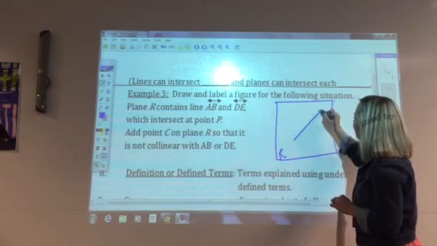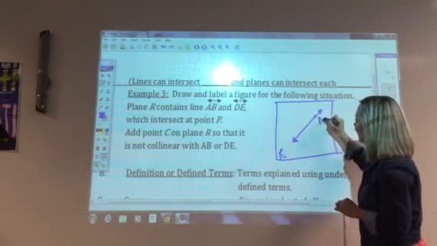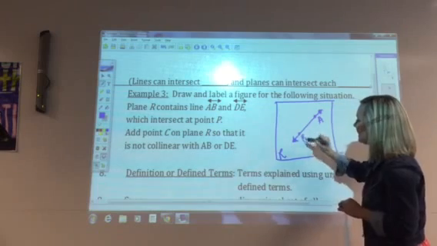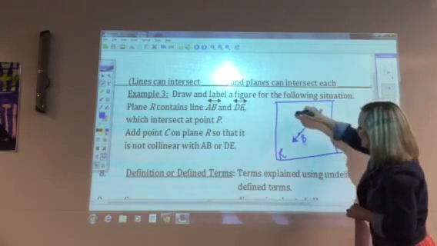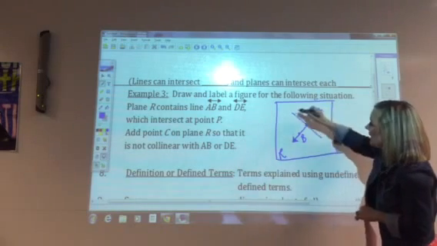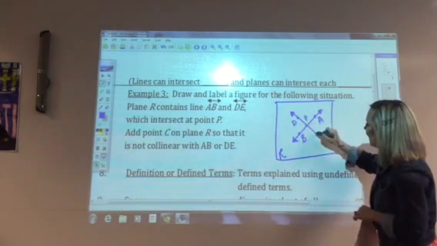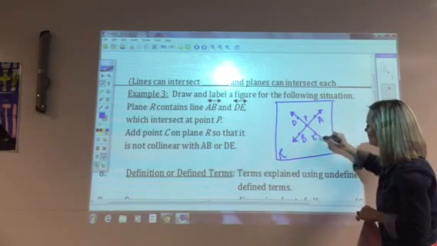Okay, so here's a line here. They've got points A and B on it so that it's named line AB. And then DE, and they intersect together at one point called P. This other line right here has the points D and E on it.